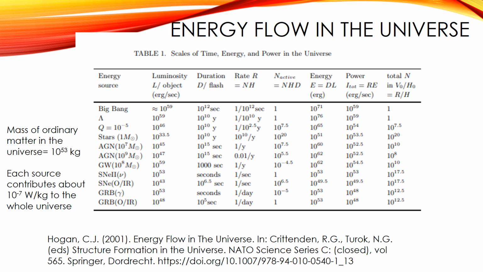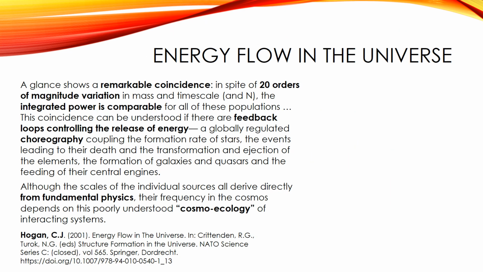What impressed Hogan here is that these are very similar, right? You might expect that over all these orders of magnitude of different sizes and times, the total power might be quite a bit different. And so at the end of the paper he says this shows a remarkable coincidence: despite 20 orders of magnitude of variation, the integrated power is comparable. There looks like there might be feedback loops controlling the release of energy. There's some type of choreography. So even though everything is going from fundamental physics, there might be some cosmoecology going on.